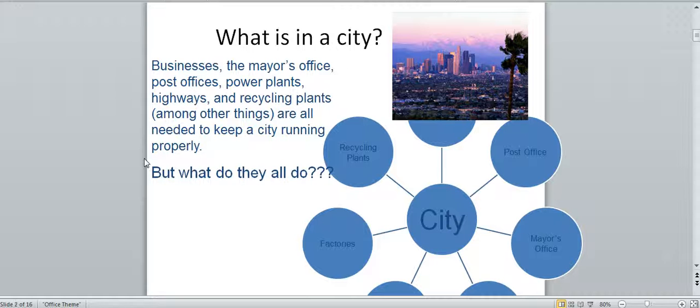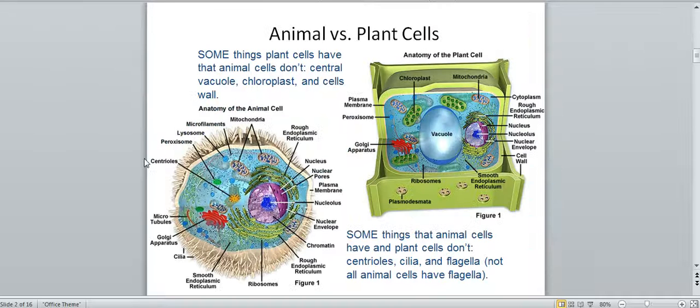Cell city. So if you just start off and think about what's in a city, you have businesses, you have city hall, you have post offices, all these different parts in the city to help make the entire city run smoothly. But what do they all do? How does it compare to a cell?